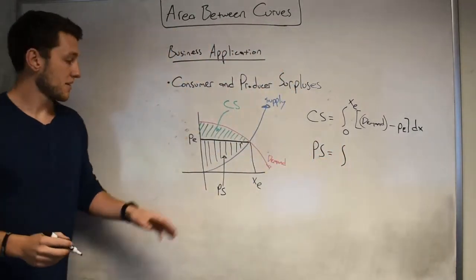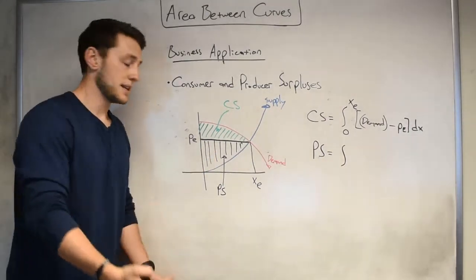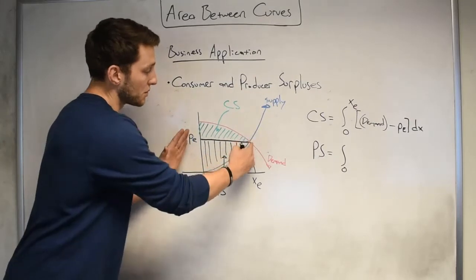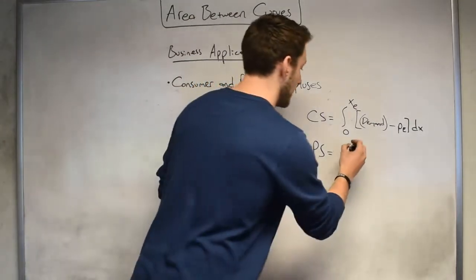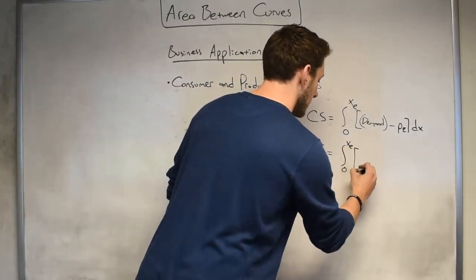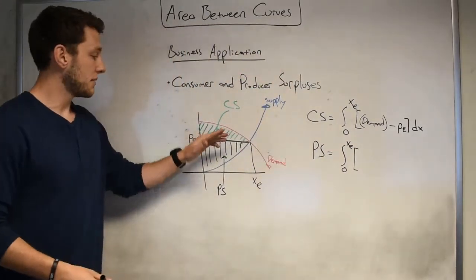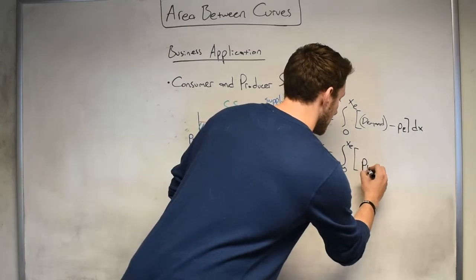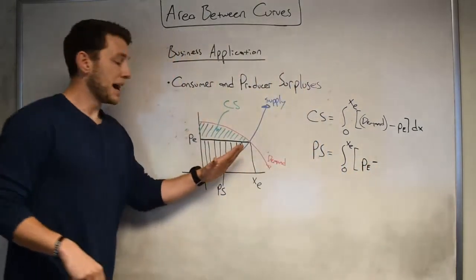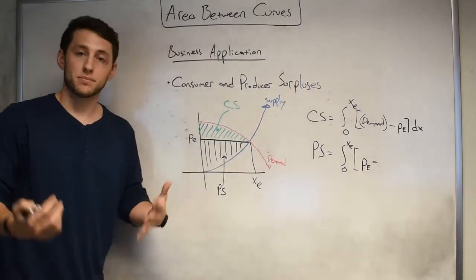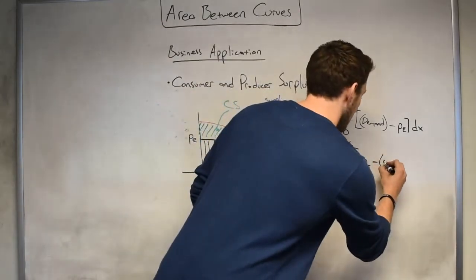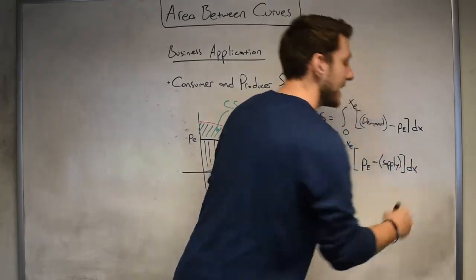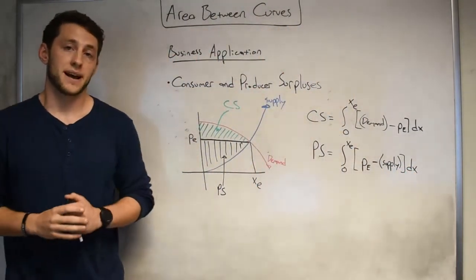We take the integral, since we're represented by this area, from our left endpoint, still 0, up to our right endpoint, the equilibrium quantity, and then figure out top function minus bottom function. Our top function in this case is our equilibrium price, and our bottom function, this blue line, is the supply curve. And then last but not least, integrate with respect to x.